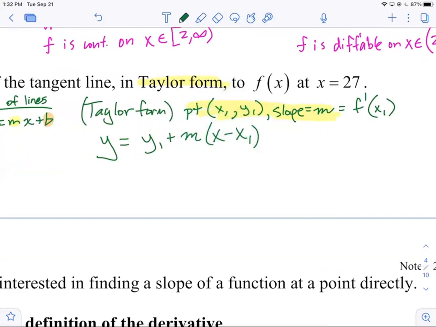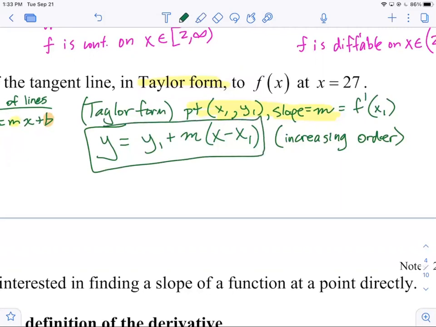Taylor form is good because it writes things in increasing order, whereas mx plus b is in decreasing order. You have your linear term, x to the first, and then your constant. Taylor form starts with the constant, y sub 1, and then builds up to the x to the first. All right? So memorize this.